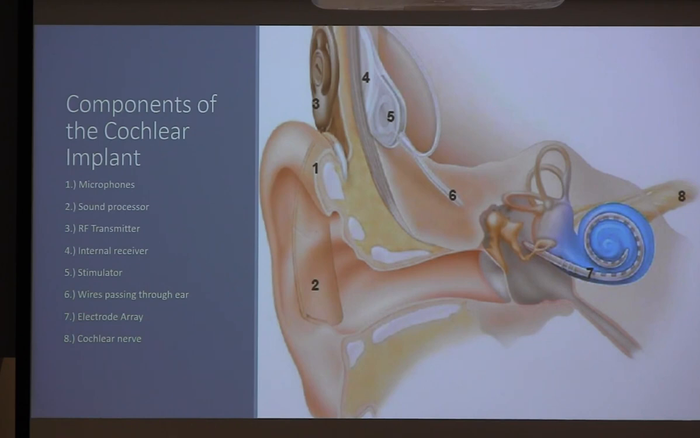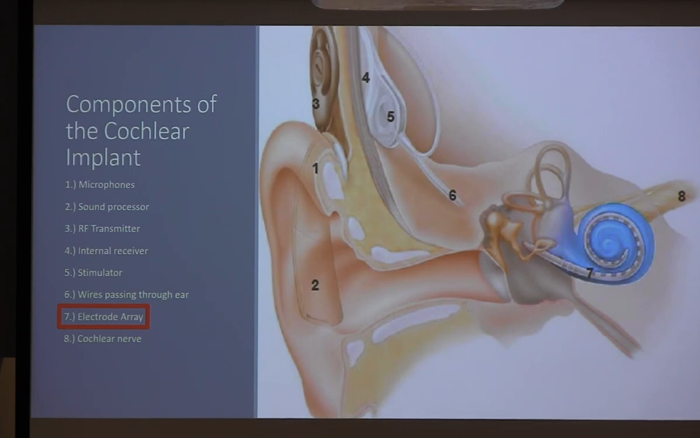But this electrical signal is then turned into a radio frequency, and it's transmitted across the skin and skull into an implanted receiver. Then it'll run through the stimulator, which will turn the radio frequency back into an electrical signal. This will travel through the middle ear and into the cochlea and stimulate the electrodes. And so, as I described before, the electrode array is really something that makes this device distinct.